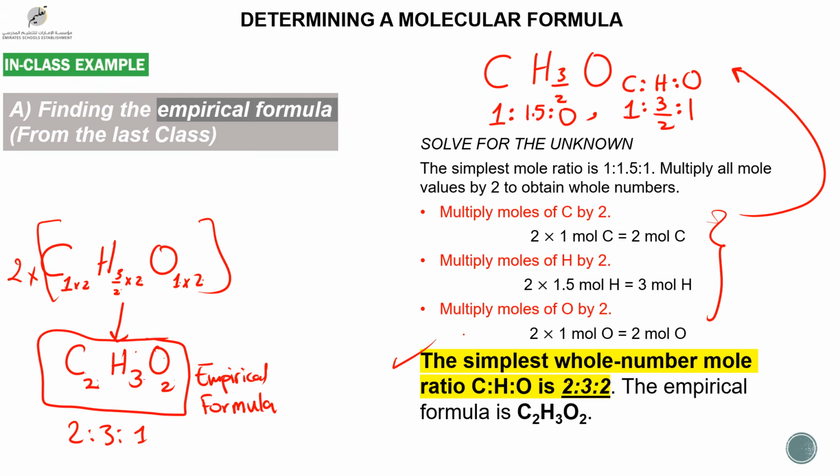Now this is the simplest whole number ratio, and this is our empirical formula. Okay? The book's solution is a bit longer, but this is just for clarification. Did we finish the question? No. We found the empirical formula. We need to find the molecular formula.